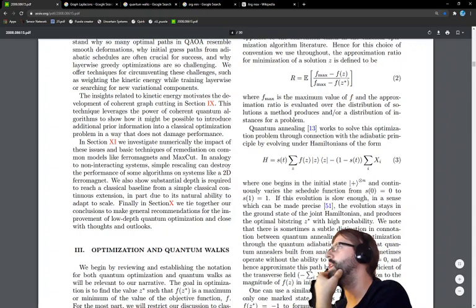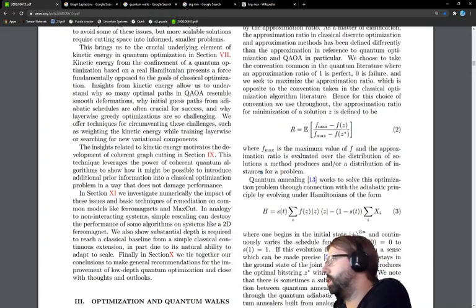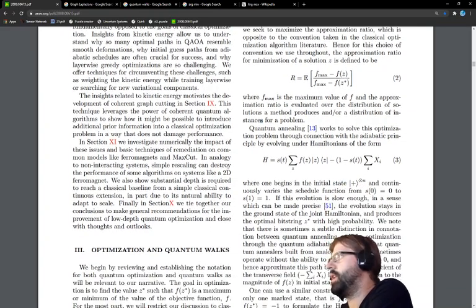Quantum annealing works to solve this optimization problem through connection with the adiabatic principle by evolving under Hamiltonians of the form. This is something to unpack. I don't know if I understand that. I definitely don't understand that. But when one begins in the initial state, yeah.